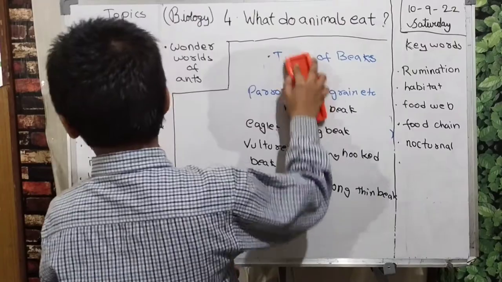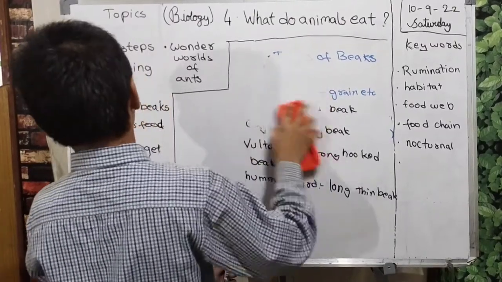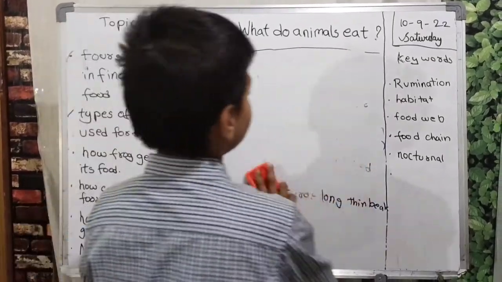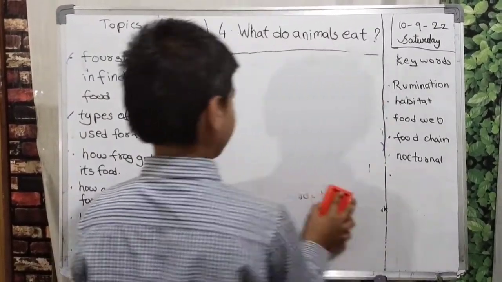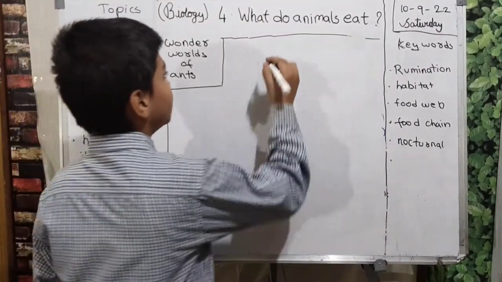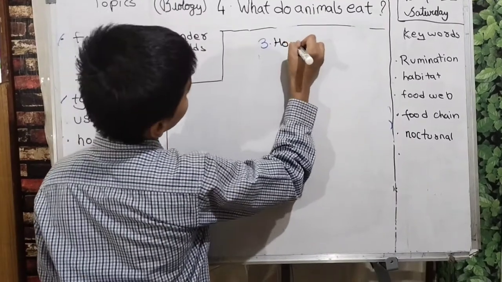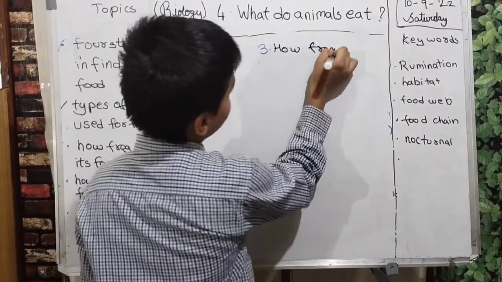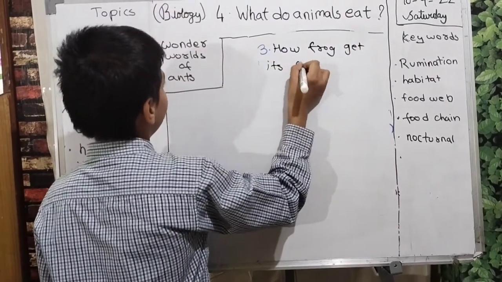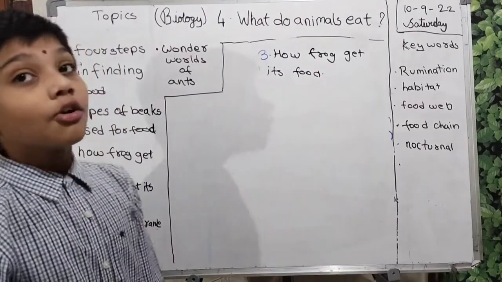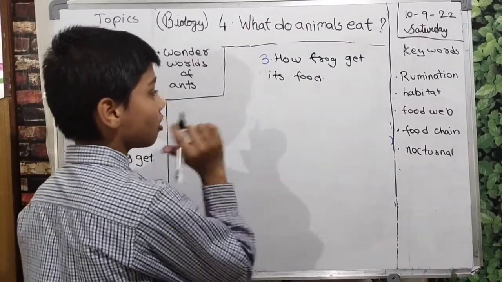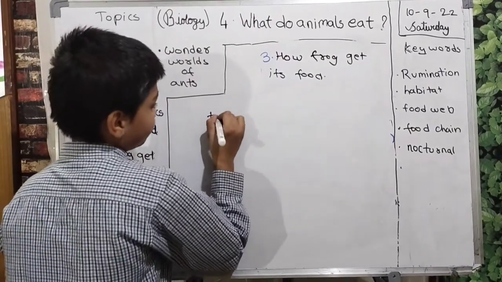So now our third topic is how frog gets its food. This is an interesting topic. So how does the frog get its food? When the frog sees an insect, directly the frog throws its tongue.